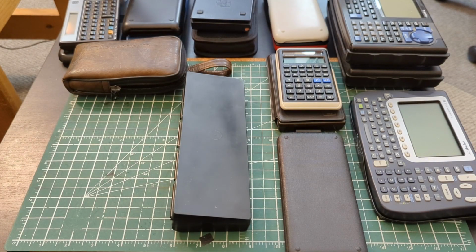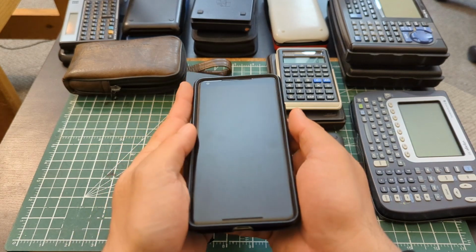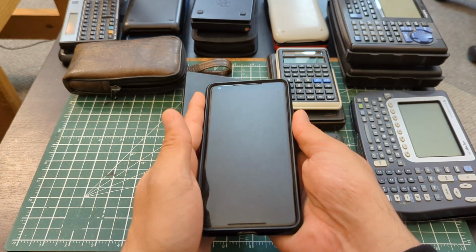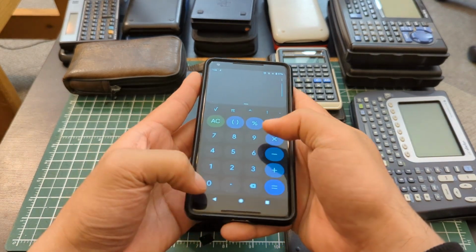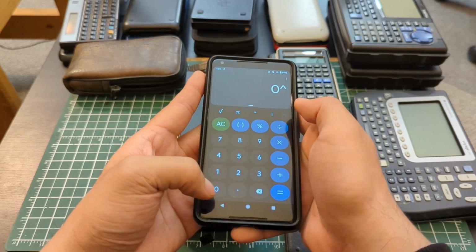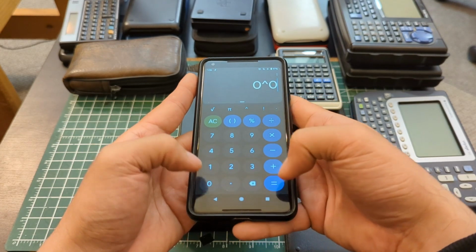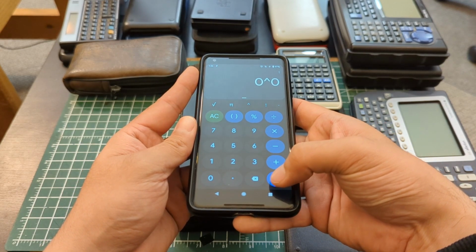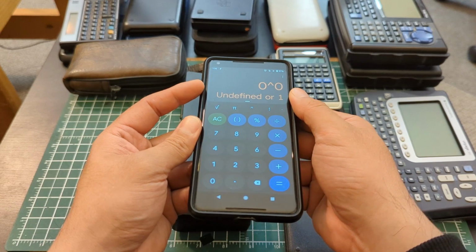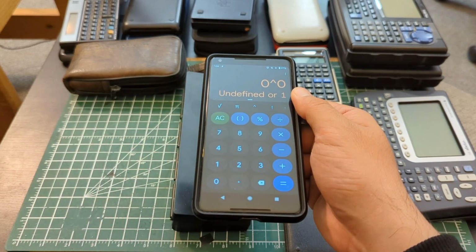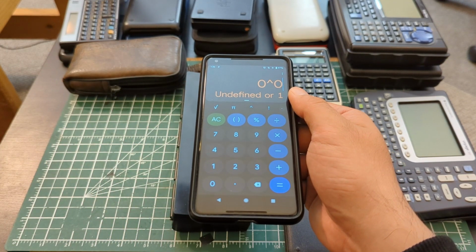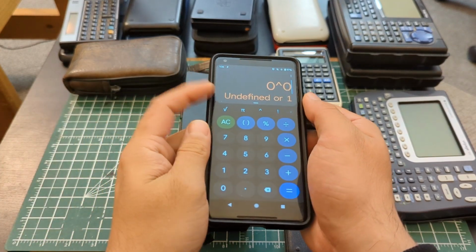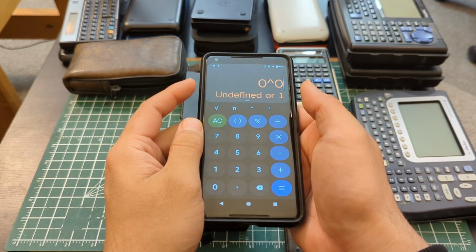So for this video, we're going to be doing another calculator test. And this one came up over on Calcverse Discord. It is the 0 to the power of 0 test. And we can see here in the Android calculator, it gives us two possible results, which is undefined or 1. So they're sitting on the fence over there at the Android calculator team.